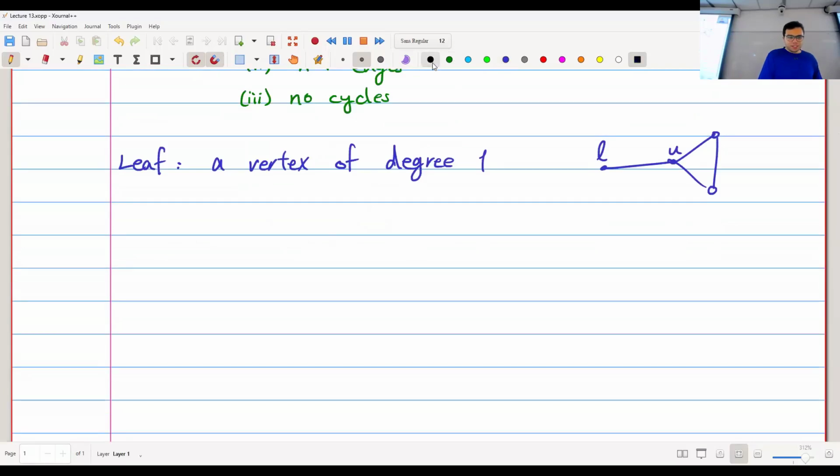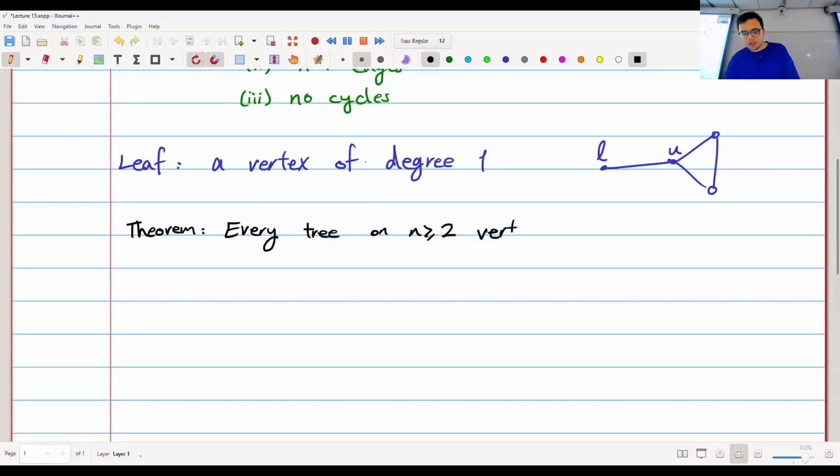So here's the first theorem for this session. I want you to prove that every tree has at least 2 leaves, but of course it should have 2 vertices to have 2 leaves. So every tree on n vertices, where n is at least 2, has at least 2 leaves.